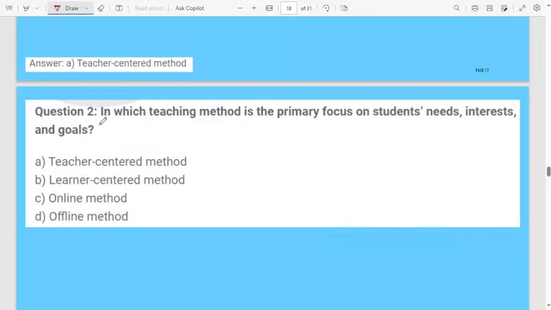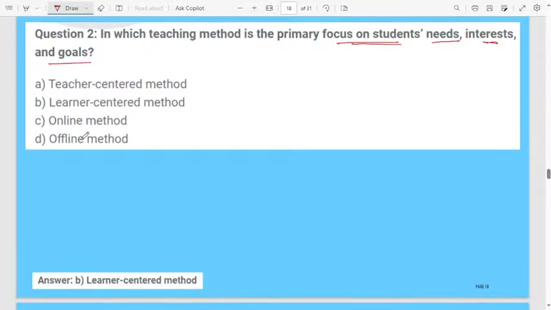Next one. In which teaching method is the primary focus on students' needs, interests and goals? First one, teacher-centered method. B, learner-centered method. C, online method. D, offline method. In which teaching method is the primary focus on the students, their needs, interests and also goals?